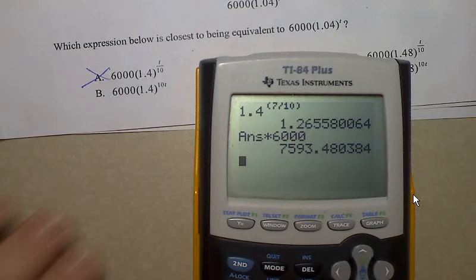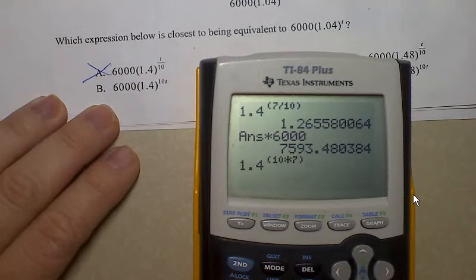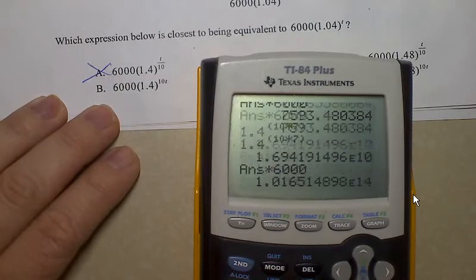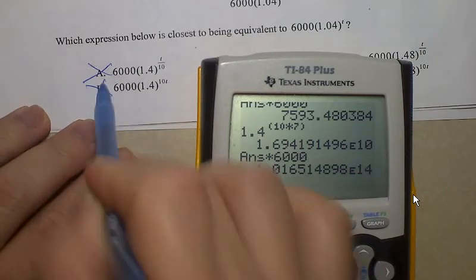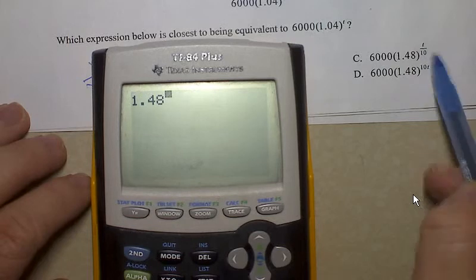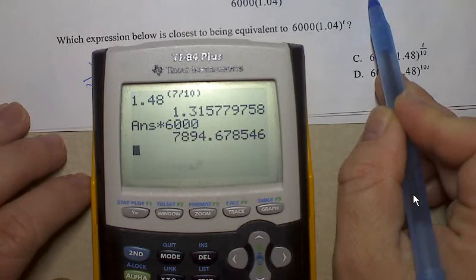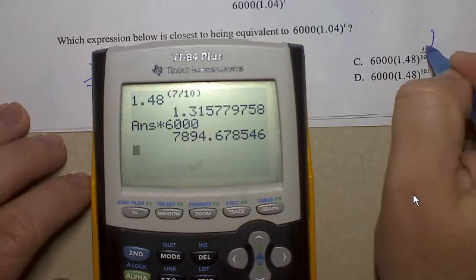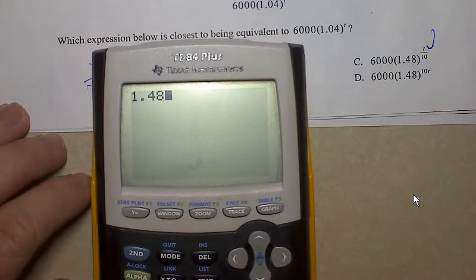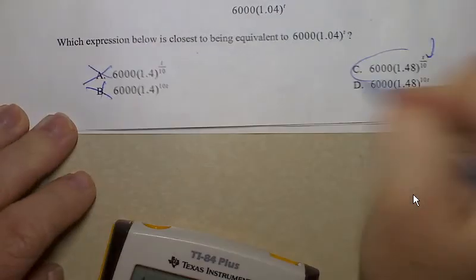Okay, let's go to B. 1.4 raised to the 10 times 7. Take it times the 6,000 out front. Is that really close to this amount? Let's do the next one. 1.48 raised to the 7 divided by 10 in parentheses. Take it times the initial amount of 6,000. Is that really close to our amount? Yes. And the last one is 1.48 raised to the 10 times 7 times the initial 6,000. So which one is closest to this? It would be option C.